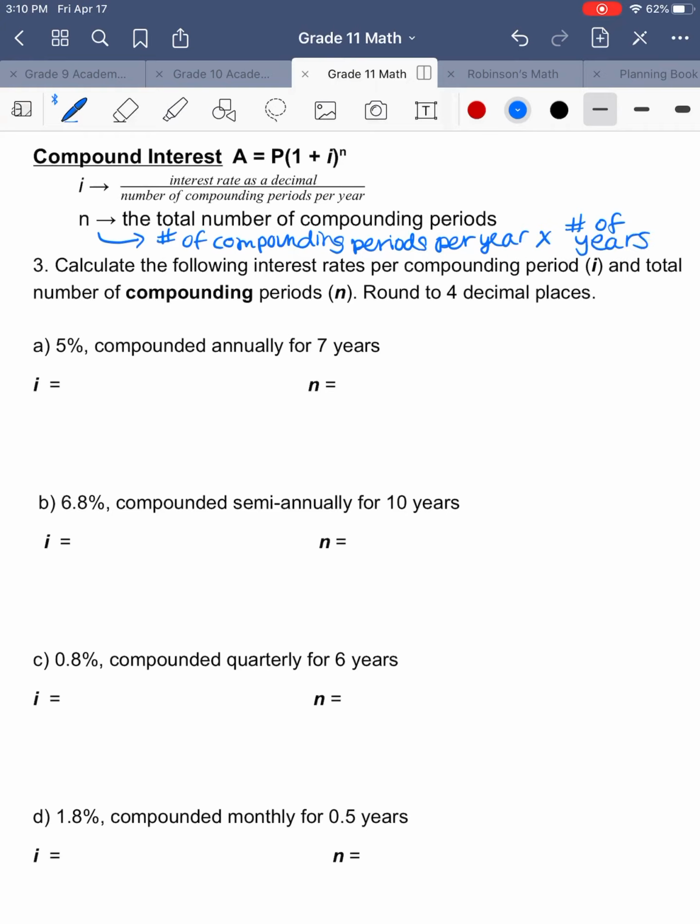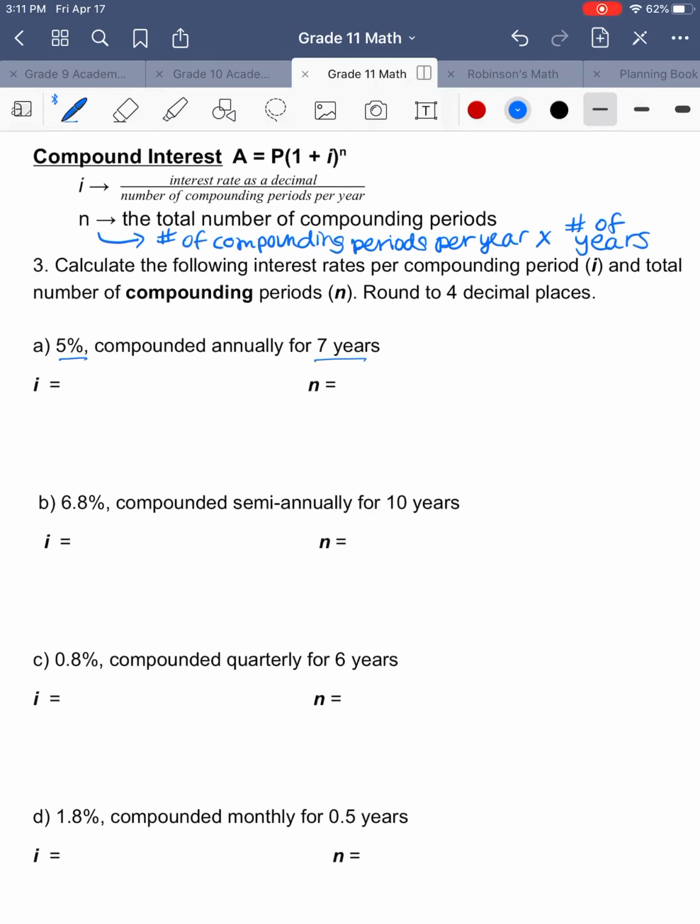So for our first example, we are just going to focus on calculating the interest rate per compounding period, which is I, and then the total number of compounding periods, N. And if we need to, we're going to round to 4 decimal places. Now, in theory, you should really try to not round, but it depends on how comfortable you are using your calculator. So let's take a look at the first one, where we have 5% compounded annually for 7 years.